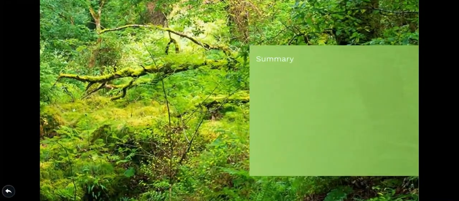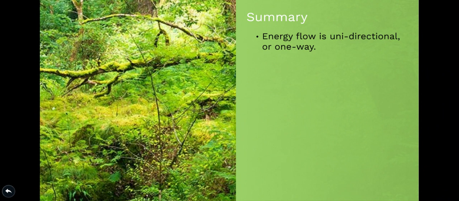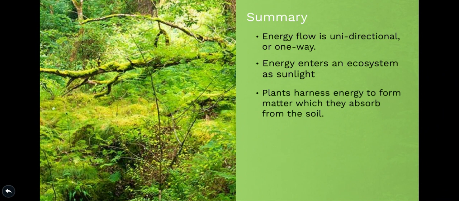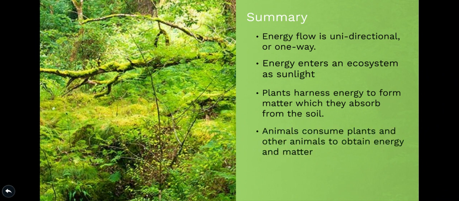Okay, so let's just quickly summarize. Energy flow is unidirectional through an ecosystem, and it relies on both biotic and abiotic interactions within that ecosystem, and that's what makes it work. Energy enters an ecosystem as sunlight, and plants harness energy to form matter, which they absorb from the soil. Okay, so the simple inorganic materials are taken up by the plant, mixed with that energy from the sun, to create the basis of every food chain.